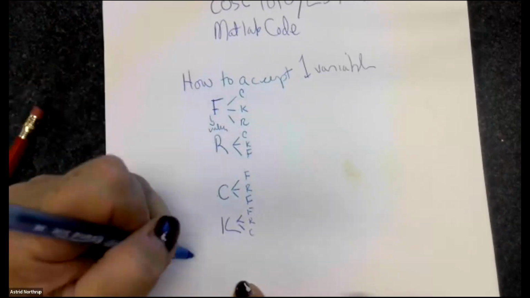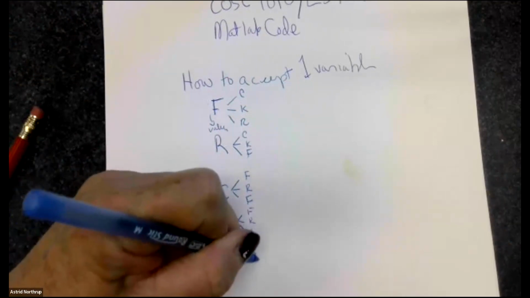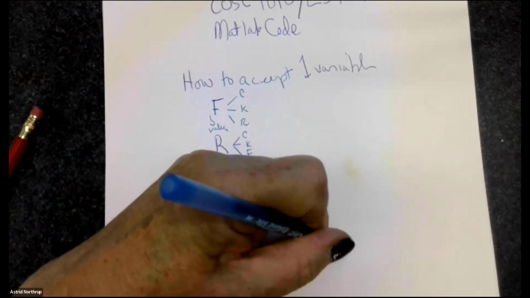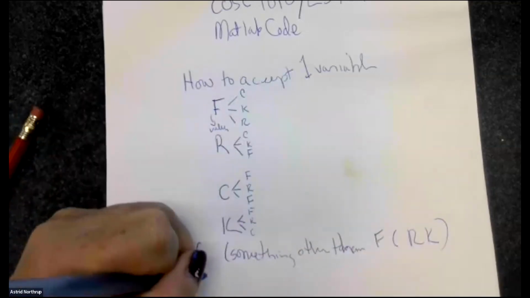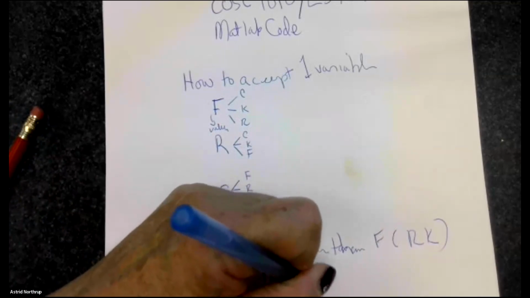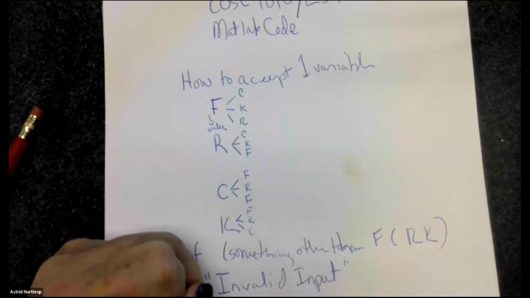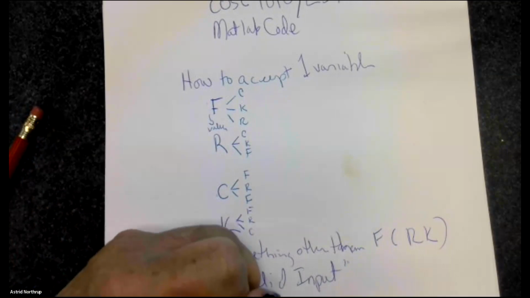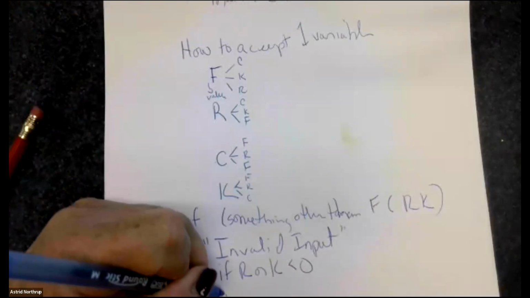And then on the other hand, if you input something other than F, C, R, or K, then you want to say invalid input or something similar. Or if you put in a value that results in R or K being less than 0, that means you're going below absolute 0. That's also invalid input.